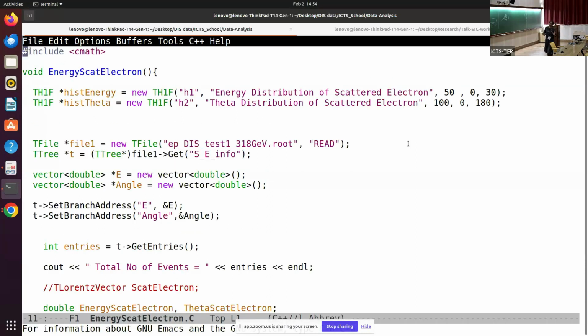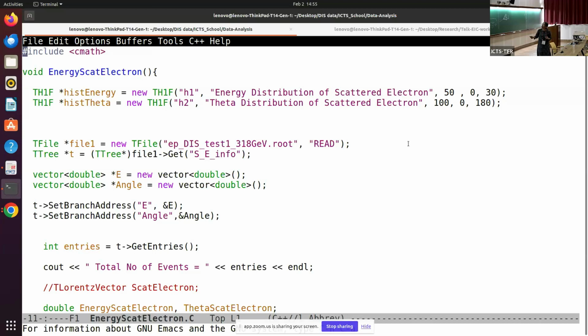Yes. So, I will explain a little bit. If you don't understand root, don't worry. Just get the idea of what is happening. Syntax is not important. So, this is the T file, and this is the input file which I showed you just now. And you see this is read. So I am reading this root file, and the tree which is saved inside this root file has the name as_e_info. So I am getting that.